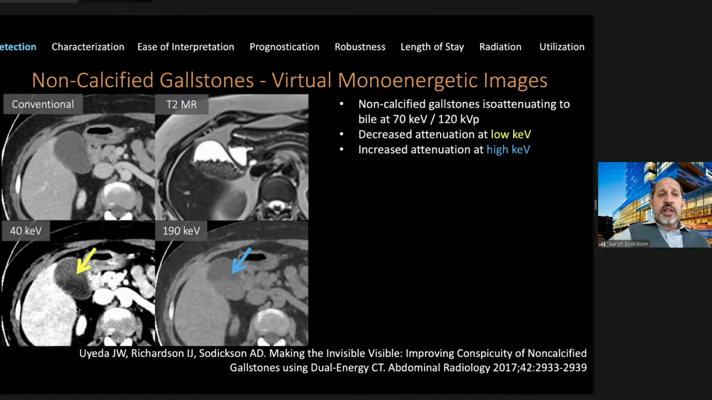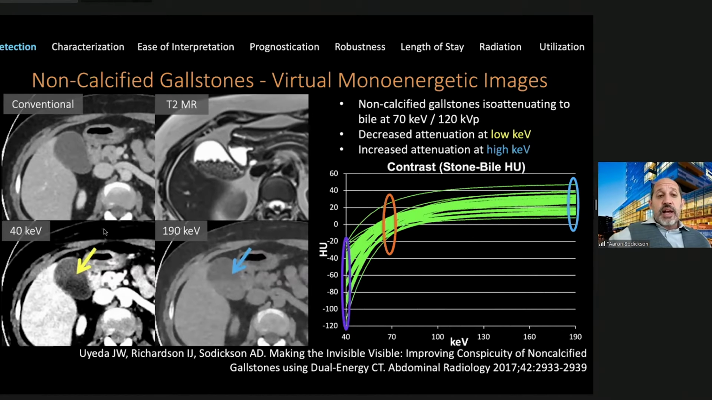This is because these non-calcified stones have a lot of cholesterol content, which behaves very much like the fat I showed you earlier. And if we plot contrast between the stones and the bile, we can see that we're unfortunately right around zero at the typical energy levels, 70 keV, that are most similar to a typical 120 kVp scan. But we can make this contrast fall away from zero at low keV or at high keV.